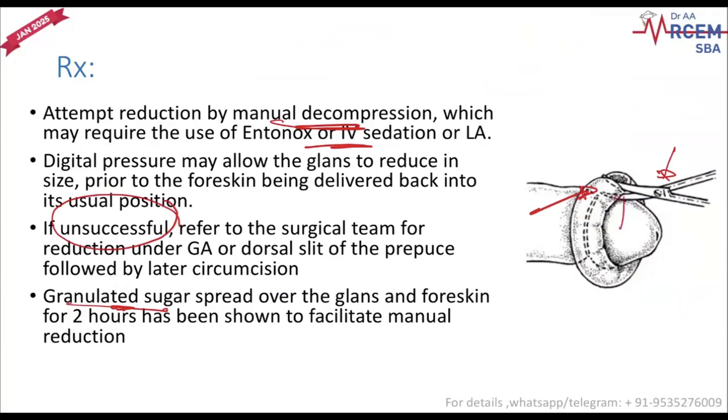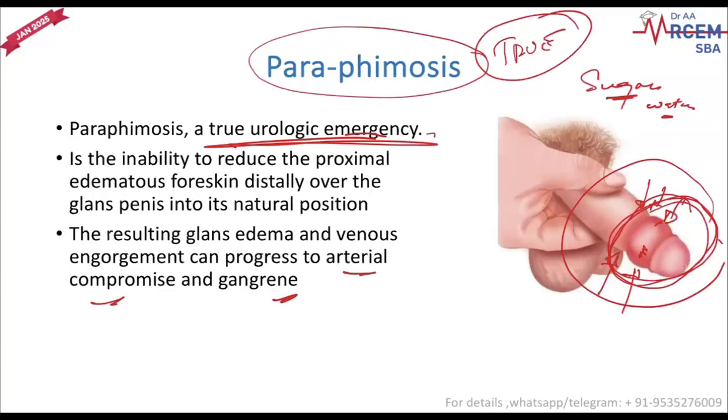Dorsal slit is just slitting here. The edematous part which is there, just put an incision here, drain the edema, then the foreskin will come back.